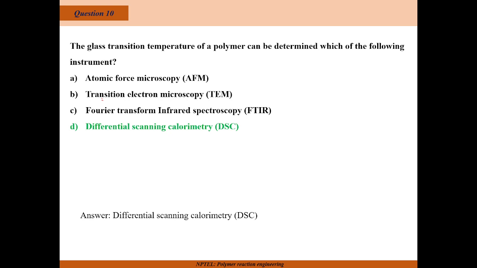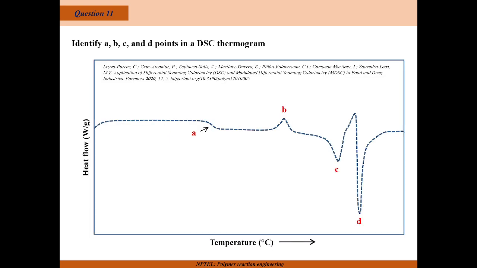And the other one is differential scanning calorimetry, which is basically a temperature study of the material. It will give us information on how temperature is affecting your material and how stable your material is. All this information can be understood by using a differential scanning calorimetry analysis. Okay, if that is clear, let's move on to our next question.